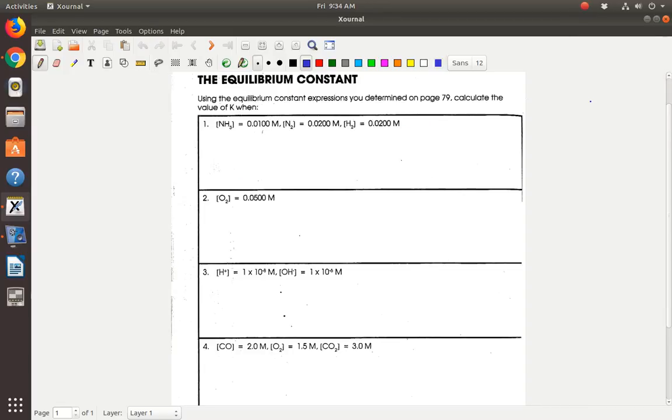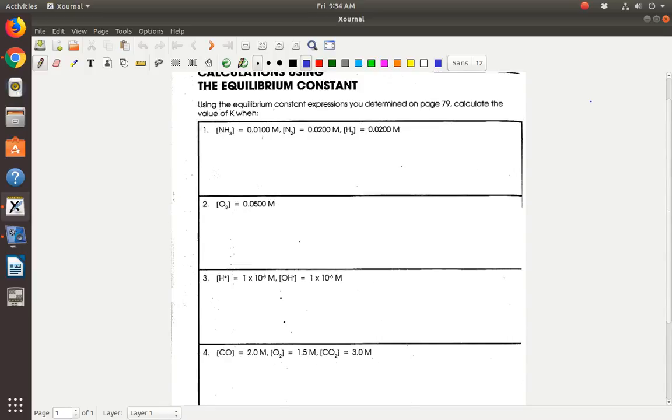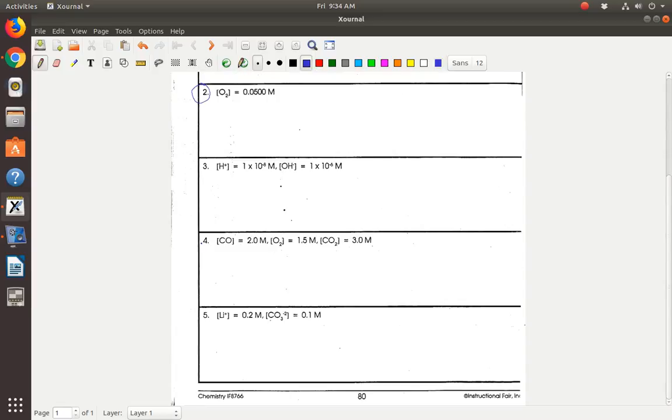Okay, I'm hoping you're done. Now turn to the other side, which is called the equilibrium constant, or again, calculations using the equilibrium constant. This is page 80. Now what we're going to do is take the constants that you had before, and actually apply them. I'm going to go ahead and do numbers 1 and 2 with you, and maybe I will do number 3 with you, and then let you just do the other 2 by yourself.